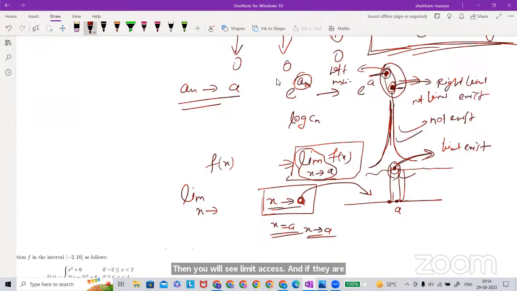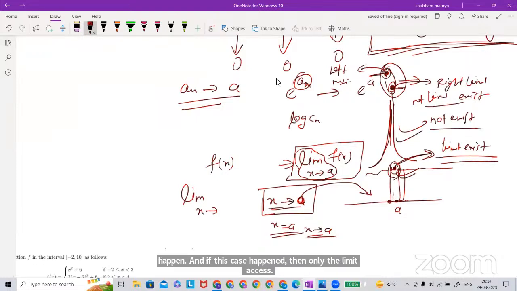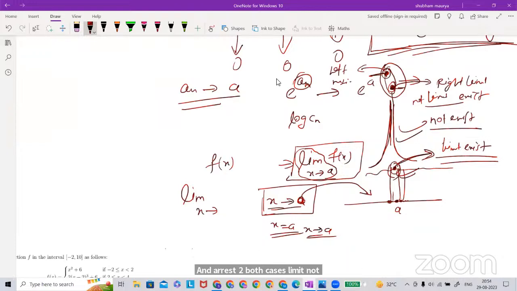If left and right are the same, that means this case will happen, and only if this case happens does the limit exist. In the rest of the cases, the limit does not exist. So that's the meaning of the left limit and right limit, and that's all. The limit is done, and now let's solve some problems related to that. This is the limit case; week 7 is finished. If you understand this one, limit is done. I hope it is clear now.